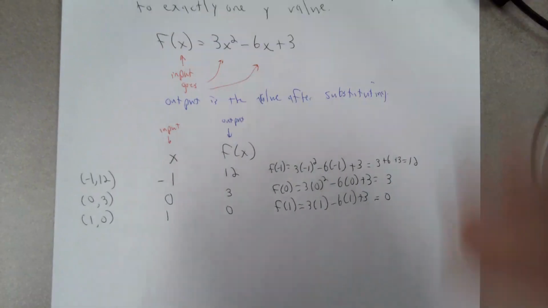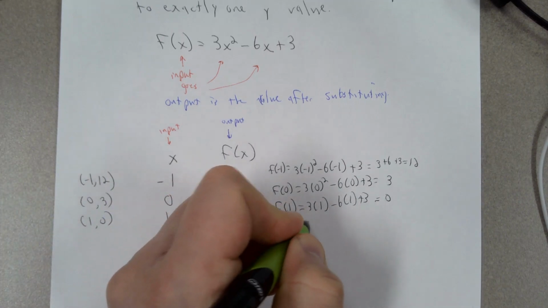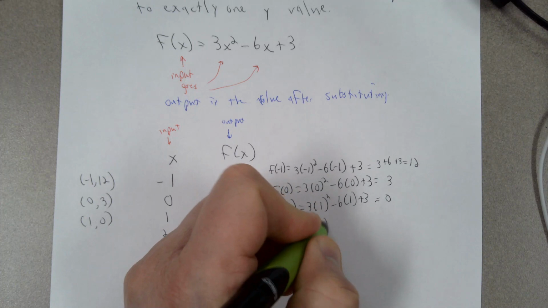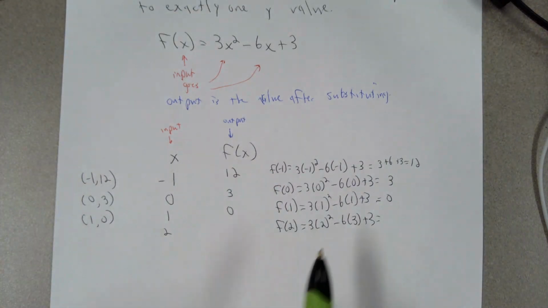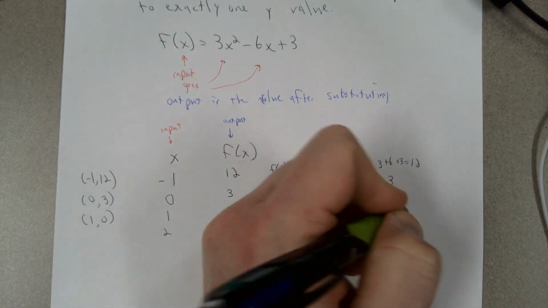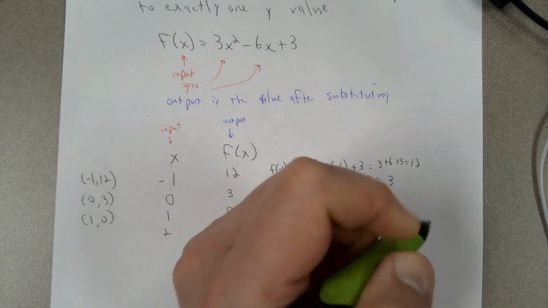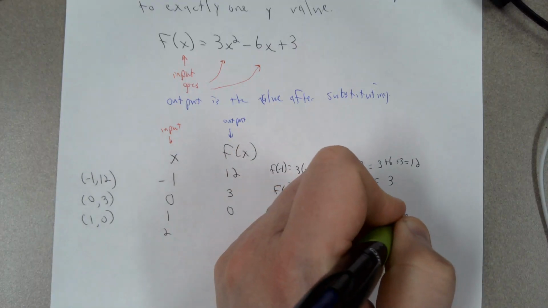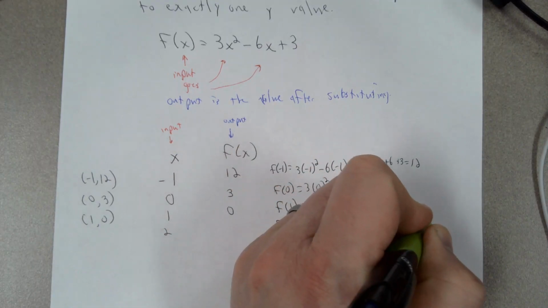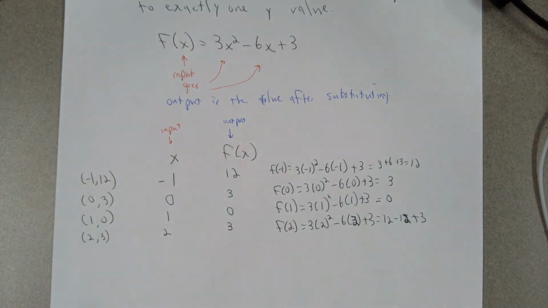And finally, let's just do one more. How about 2? F of 2 is 3 times 2 squared minus 6 times 2 plus 3. 2 squared is 4. 3 times 4 is 12, minus 6 times 2, 6 times 2 is 12, and then plus 3. This should be 3. So 2, 3 is a point on our graph.